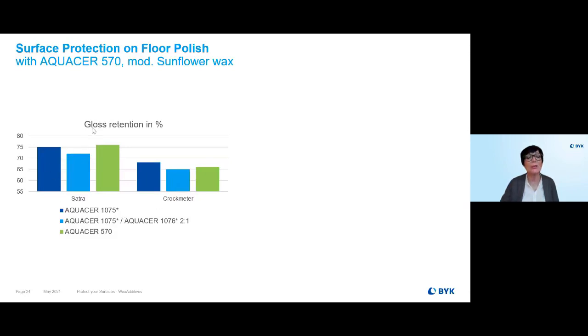If you see the gloss retention by the Sartre and crock meter test in comparison to the polyethylene wax, and here you see instead of 8075 the 1075 and the 1076. These are the European versions of the 8075 and 8976, because we test in European systems up to now. But the effect will be the same if we use the American versions. So what you see here is that the gloss remains almost the same, even slightly better. So that looks pretty good.